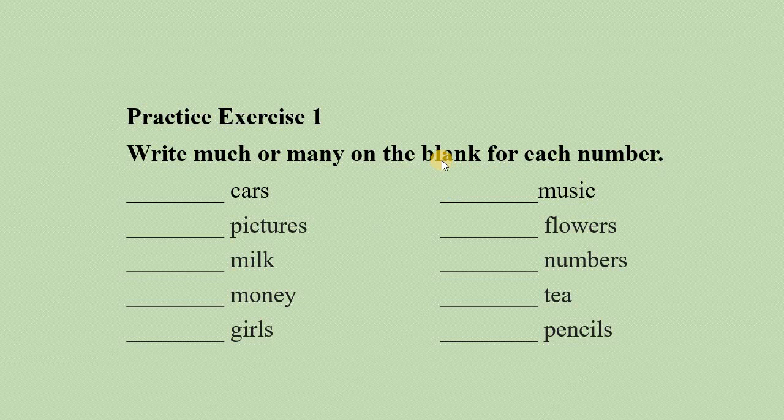So guys, move on to practice exercise number 1. Write much or many on the blank for each number. So here, many cars, many pictures, much milk, much money, many girls, much music, many flowers, many numbers, much tea, many pencils.